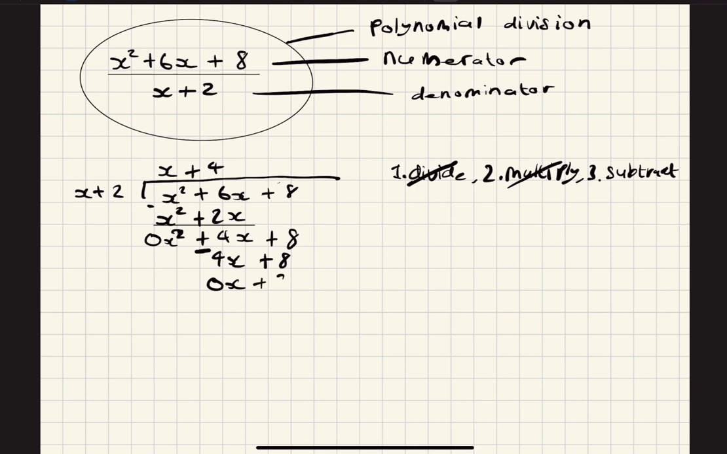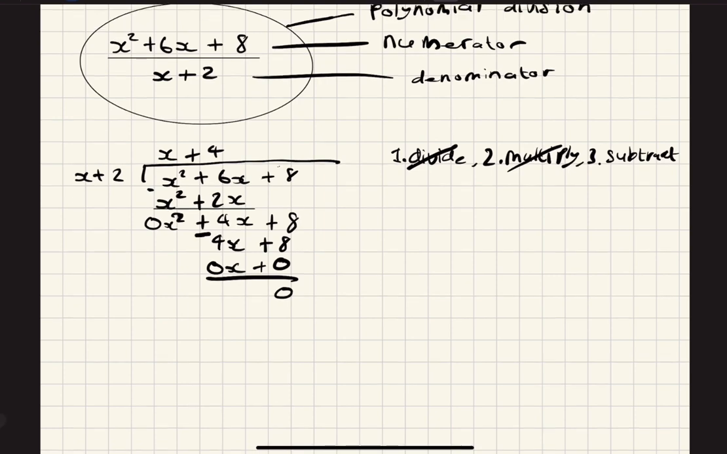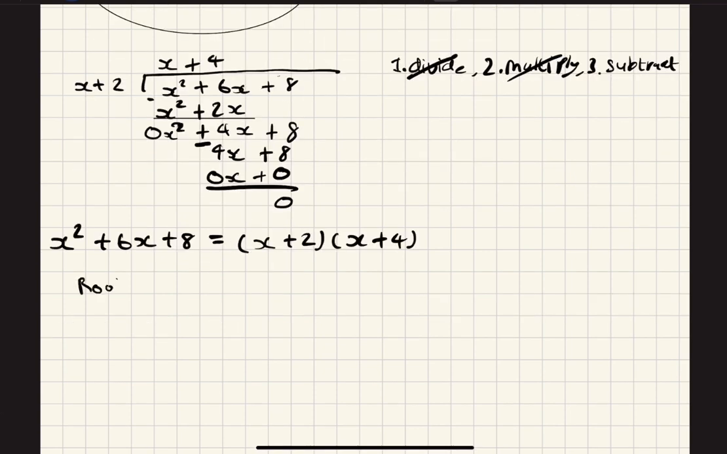So x squared plus 6x plus 8 divided by x plus 2 equals x plus 4, because there's no remainder at the end of this division. So we can now write x squared plus 6x plus 8 as x plus 4 multiplied by x plus 2. This also means that x squared plus 6x plus 8 has the roots of x equals minus 2 and x equals minus 4.